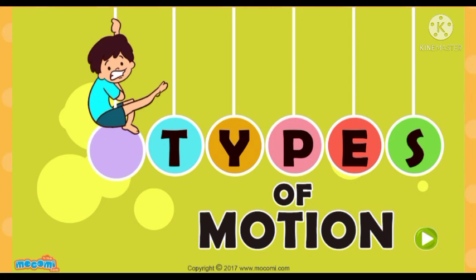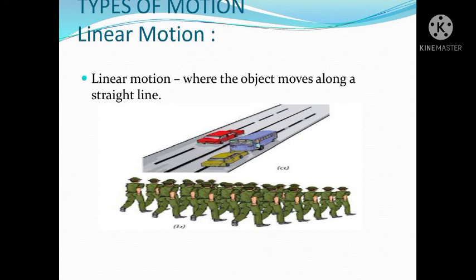Now, let's discuss some types of motion. The first one is linear motion. Motion along a straight line, or movement of an object along a straight line, is known as linear motion. For example, in the picture you can see the moving of cars and the march past of soldiers.